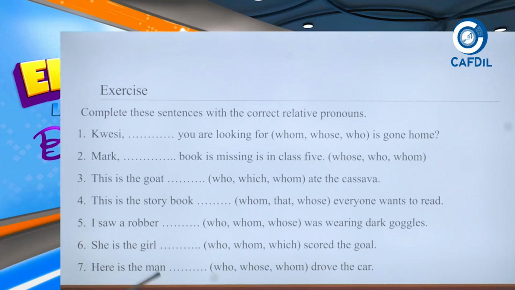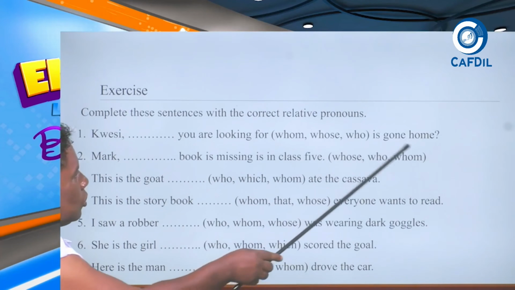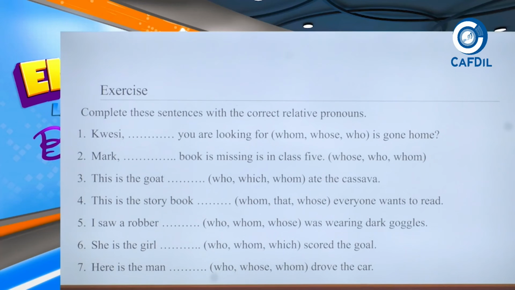So let's select the correct answer. Okay, Kwesi, whom you are looking for, is gone home. So we've seen that whom is the correct answer for the first sentence. So whom is the right relative pronoun to use for the first sentence.